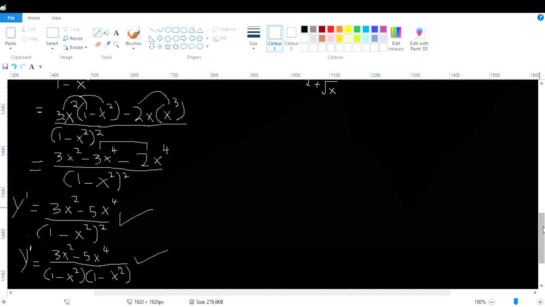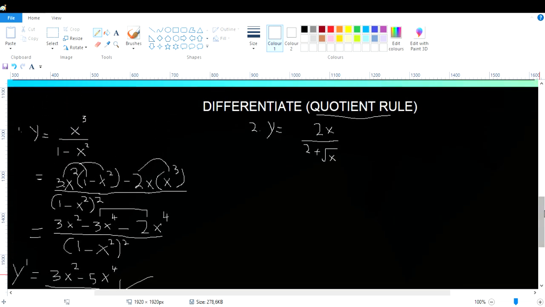Okay, let's do number 2. For number 2, first step, we're going to take the denominator. We're just going to square the denominator. So it's (2 plus root x), then inside the brackets all to the power 2.